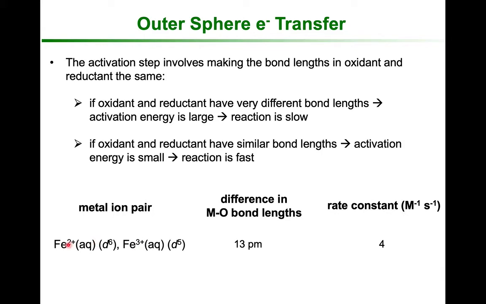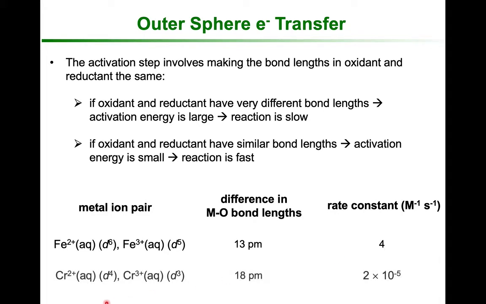In going from the iron 2 to the iron 3, we are removing an electron from the t2g set, from the bottom 3 orbitals. So removing an electron from the t2g set to do this transfer leads to a metal-oxygen distance change of 13 picometers. We get a rate constant of 4.